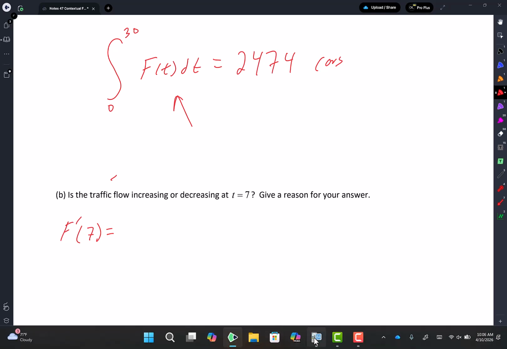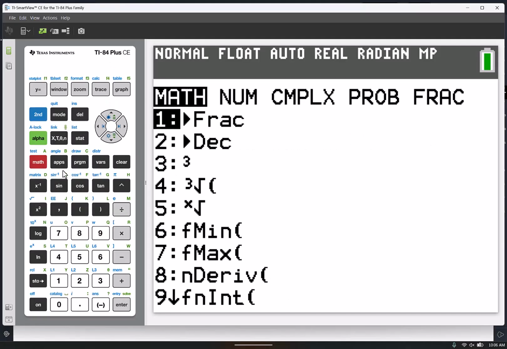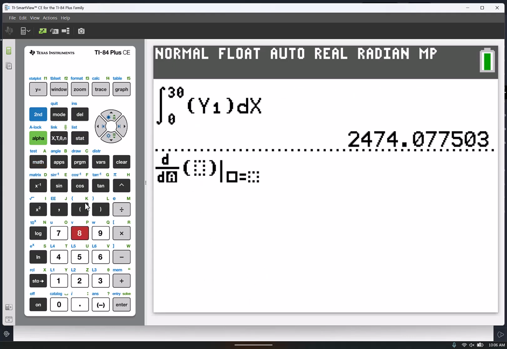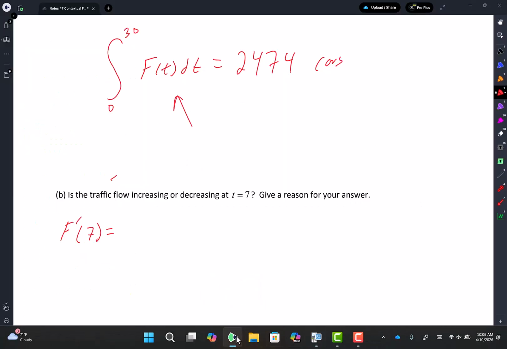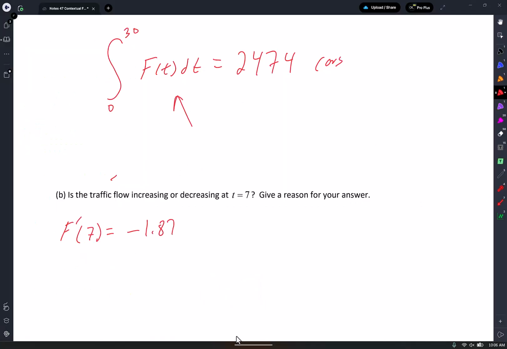So just go math, number 8, put an x here, put alpha trace y1, there it is, that's derivative at x equals 7: negative 1.8729. So what's happening to traffic flow?